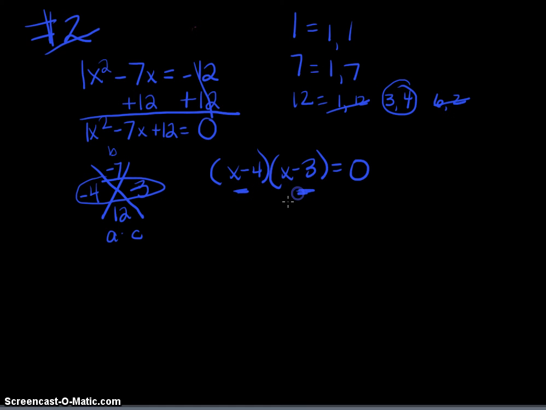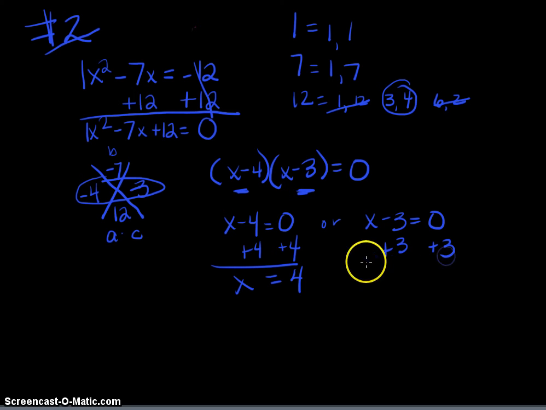And then the last and final step is to pull these factors. This is one factor, here's a second factor, and we're going to pull these factors and set them equal to 0 and solve. So you say x minus 4 is equal to 0, or x minus 3 is equal to 0, and you just solve. You add 4 to both sides, and x equals 4. And you add 3 to both sides, and x equals 3.